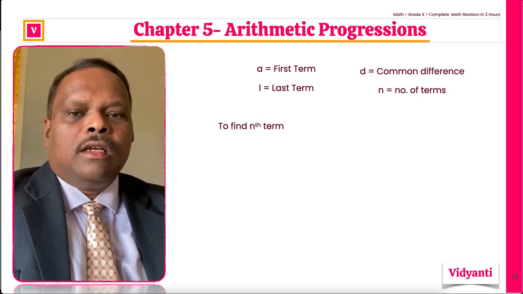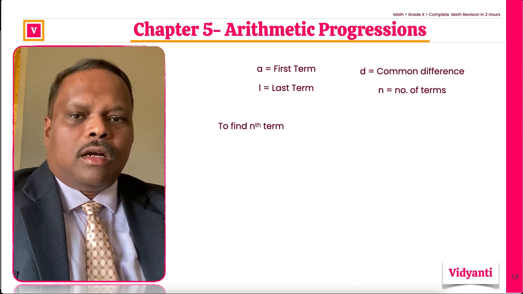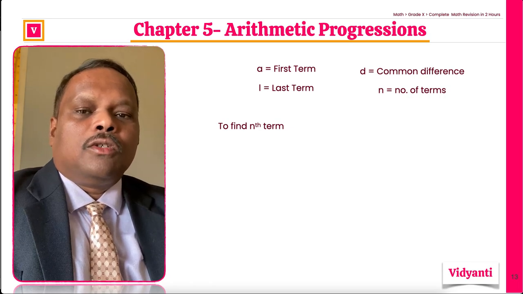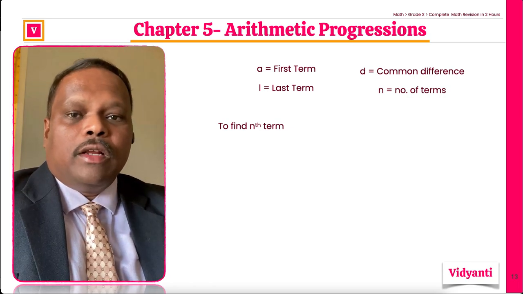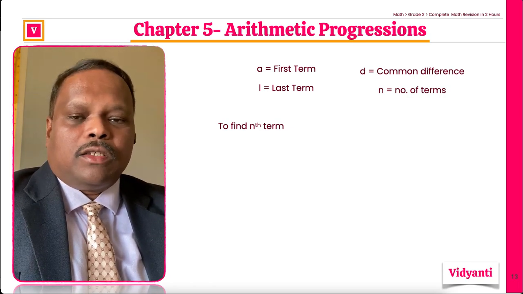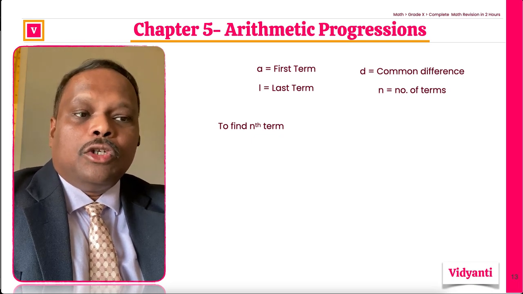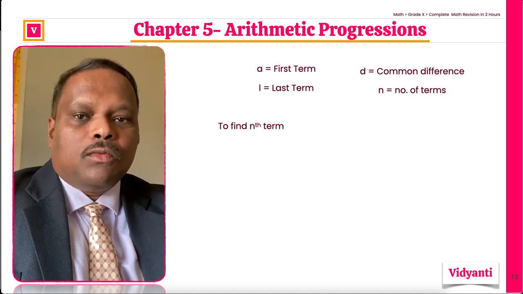Nth term means there are several terms appearing in a sequence, and then suddenly they ask you what is the 8th term, 10th term, 50th term, and so on. So in that case, you are finding one particular number in that entire sequence. You are not interested in whatever happens before and after. So you are finding the nth term, just one single term.